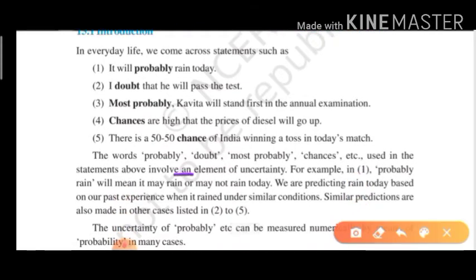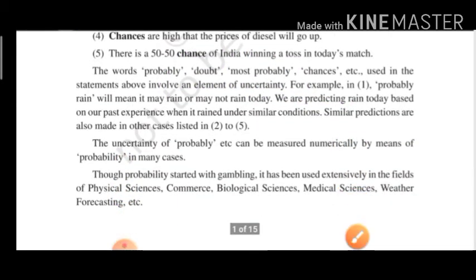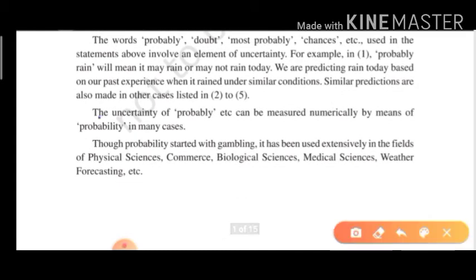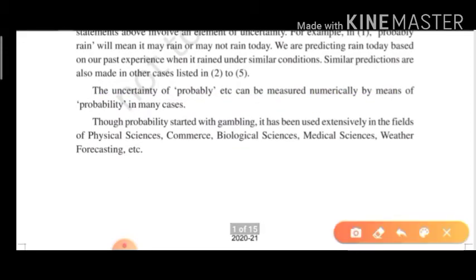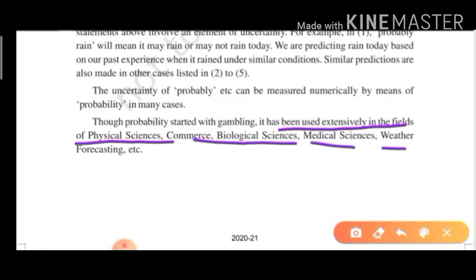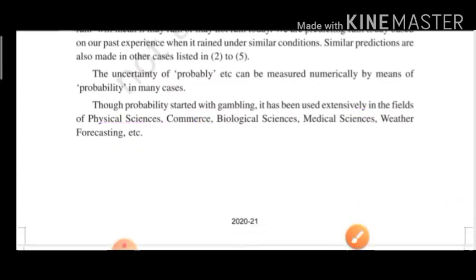So this all carries an element of uncertainty. Whenever a statement carries an element of uncertainty, we talk about probability. We predict, and we talk about probability. That means probability is about uncertainty. It has been extensively used in the physical sciences, commerce, biological sciences, medical sciences, weather and forecasting. So these are the applications of probability.